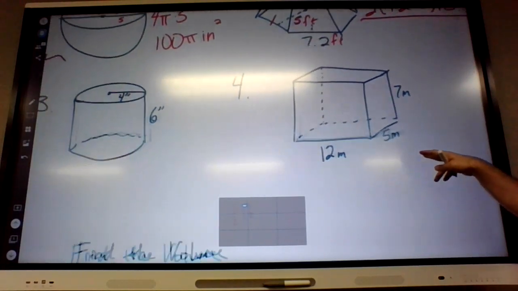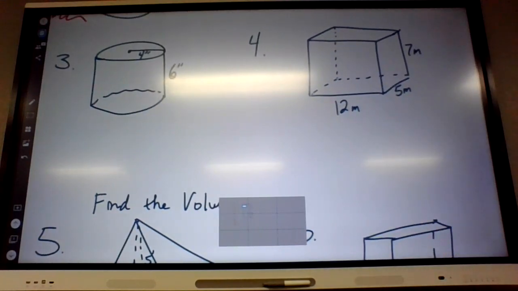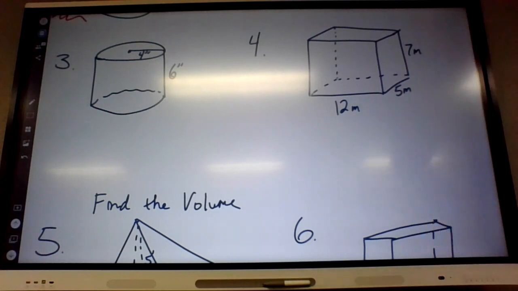Next. Oh, that's a cylinder. Cylinder, yes. Cylinders are easier because you don't have to interpret what's the perimeter or the area of the base. You just use that formula. It's very specific.